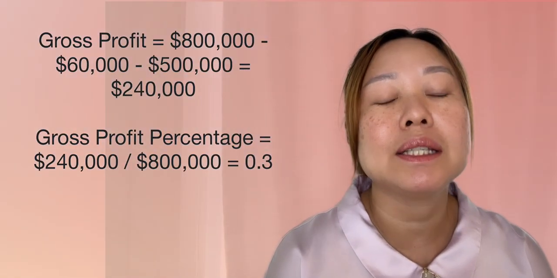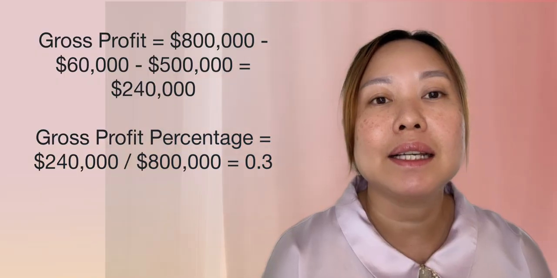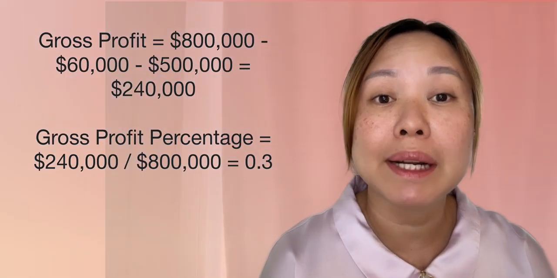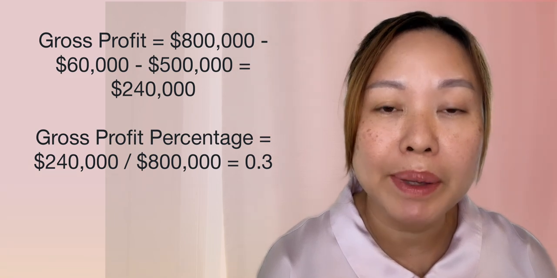Next up, we need to calculate the gross profit percentage. So we take the gross profit of $240,000 divided by the sale price of $800,000, and we get 30%.